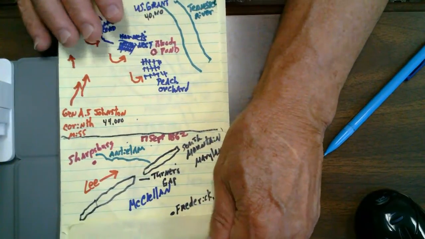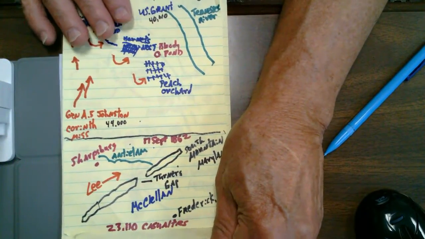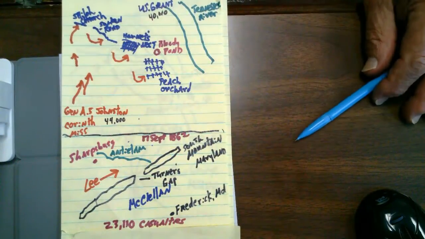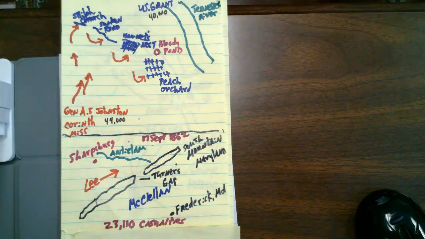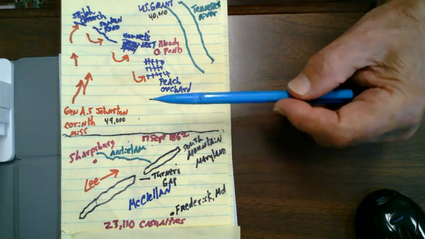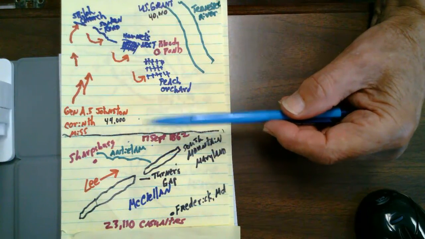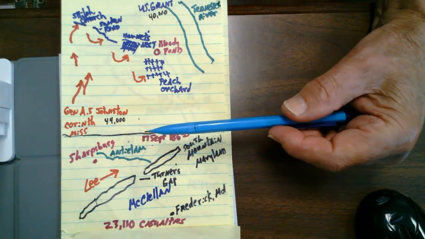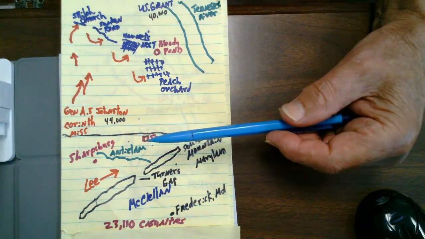I want to go through another engagement here, and this will not take us quite so long. We're going to go into the battle here at Antietam. Now, General Lee was going to change the tactics. This is in September 1862, and what he was going to do was take the war out of the South and move the war up to the North.